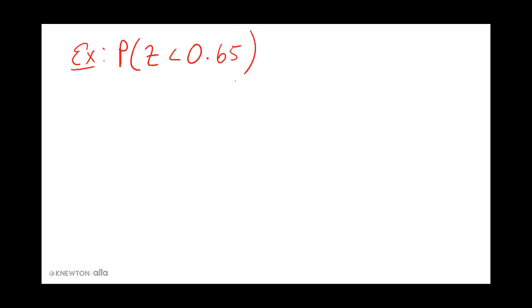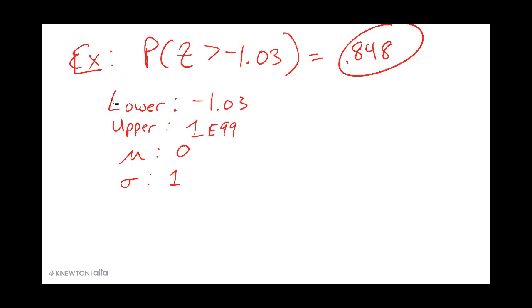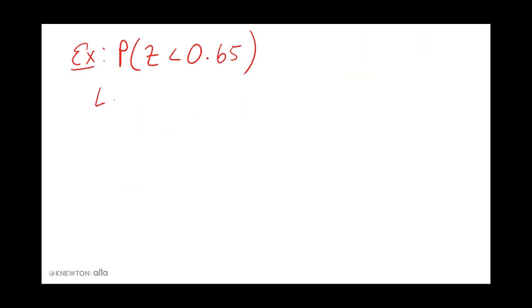All right. So now we're talking about going to the left of 0.65. So that means our lower bound will be negative 1e99, because we're going infinitely to the left. We're not stopping as we go to the left, but as we continue to the right, that'll tell us our upper bound. We have to stop at 0.65. Mean is 0. Standard deviation is 1. That's always the case for the standard normal distribution. And now it's just a matter of putting this in our calculator.